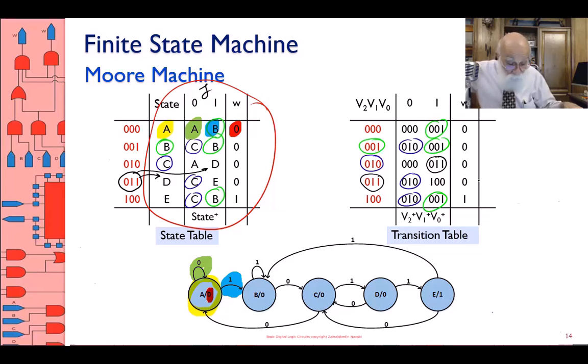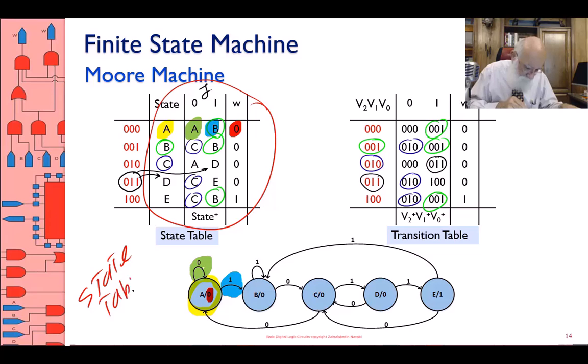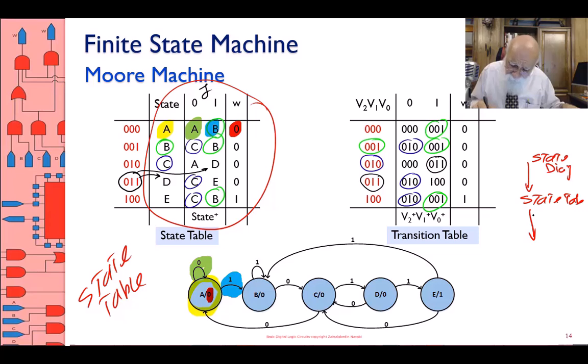I had to go through this state diagram and then this state table. That's the next step. And then the transition table. So I started with the state diagram, and then I turned it into a state table. Then I made a state assignment, and I turned it into a transition table.